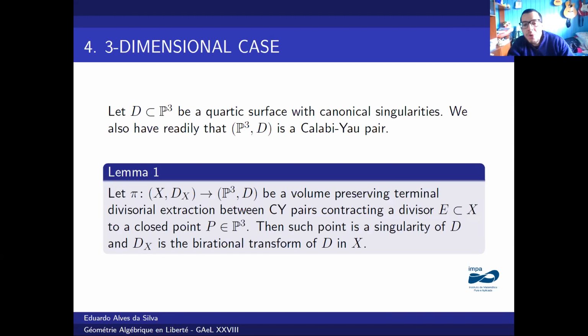If pi is a volume preserving terminal divisorial extraction between Calabi-Yau pairs contracting a divisor E contained in X to a closed point P in P3, then such point is a singularity of D, and D_X is the birational transform of D in X. Then note that this point is necessarily a point in D, which is similar to that result of Pan, that, for example, the set of proper base points had to be contained in the curve. Then this lemma is similar to that theorem of Pan in this sense.